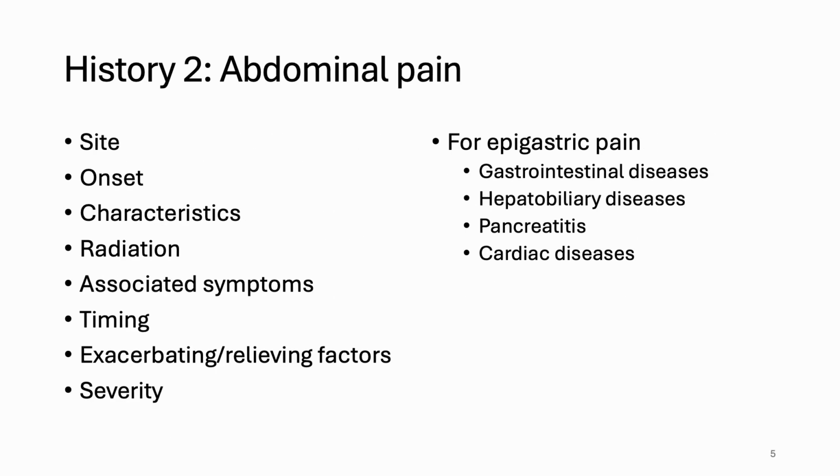The second symptom is more broad. It is abdominal pain. As with any pain history taking, you should note the site of the pain, the onset, the characteristic, radiation, associated symptoms, the timing, exacerbating and relieving factors, and the severity of pain.